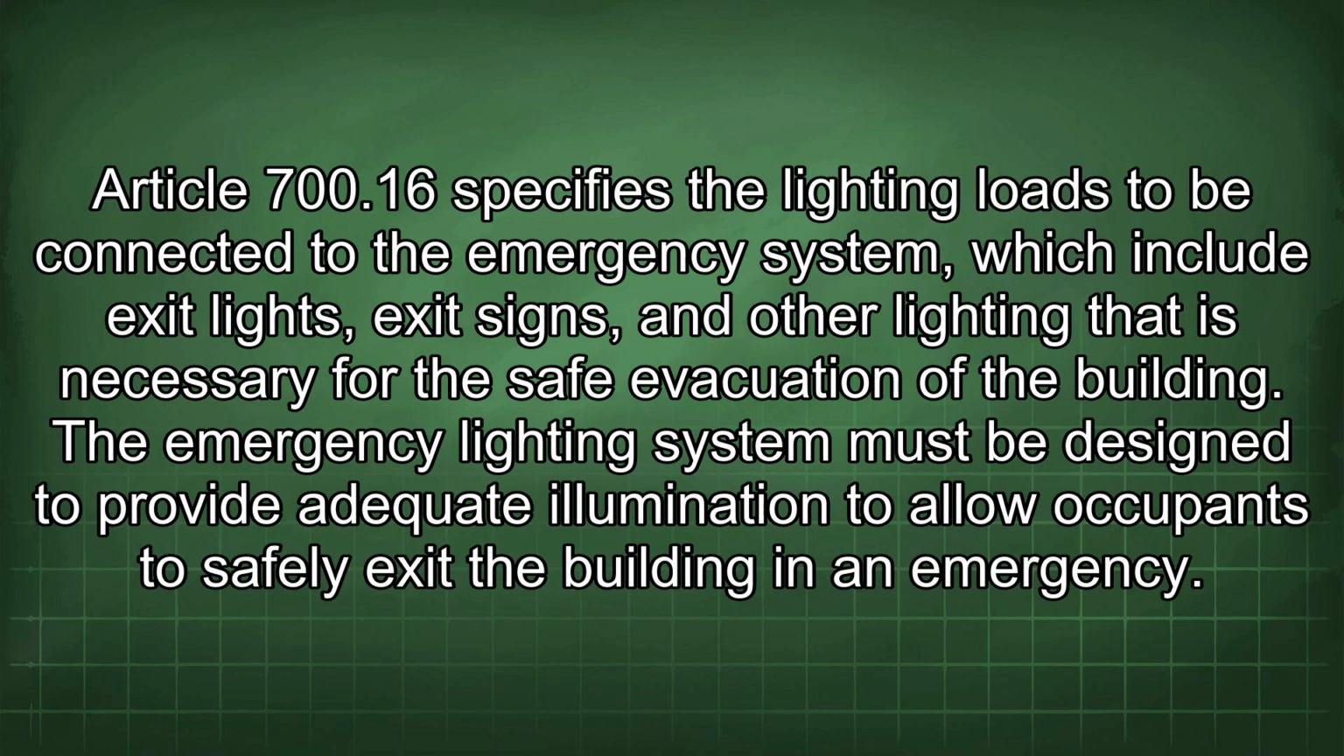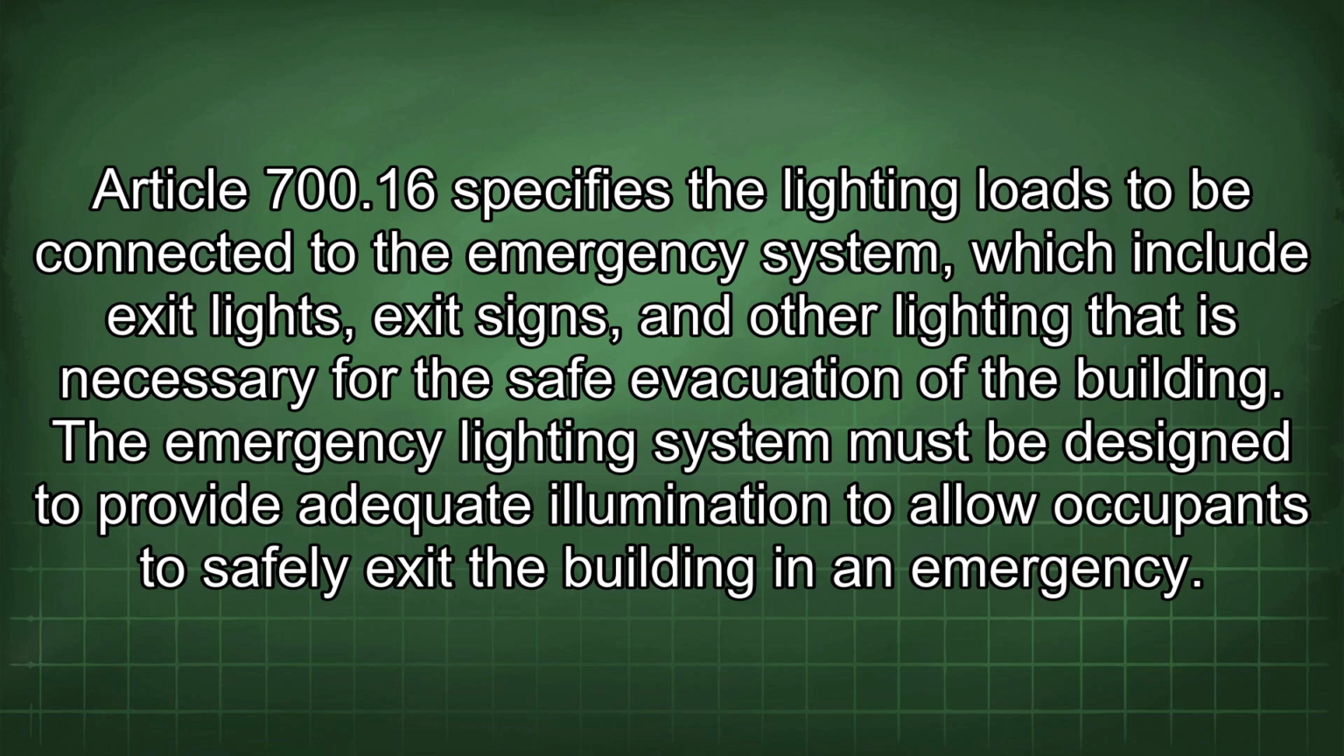Article 700.16 specifies the lighting loads to be connected to the emergency system, which include exit lights, exit signs, and other lighting that is necessary for the safe evacuation of the building. The emergency lighting system must be designed to provide adequate illumination to allow occupants to safely exit the building in an emergency.